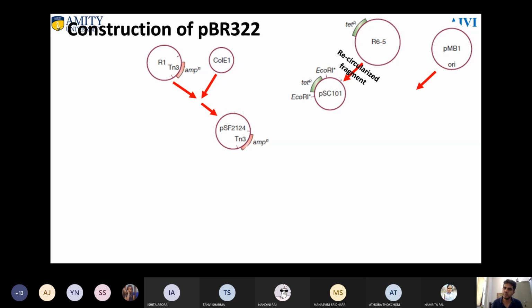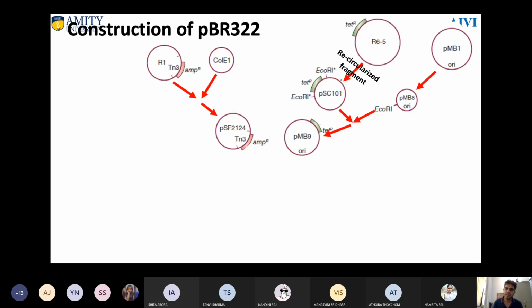Then from pMB1, you take out the origin of replication. Again, you do the same process: you cut it down and recircularize it. So this gives you the origin of replication. Now you combine two, pSC101 and pMB8. So now what are you going to get? A new plasmid that has the origin of replication, and it is also going to have tetracycline resistance. So now you are going to have two things. Now this is pMB9. In pMB9, you have an origin of replication and the tetracycline resistance gene.